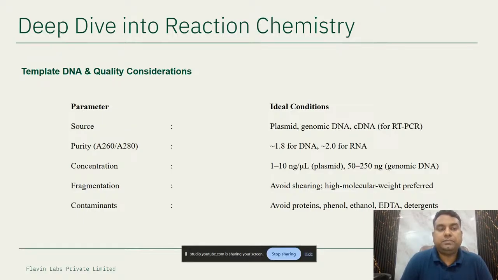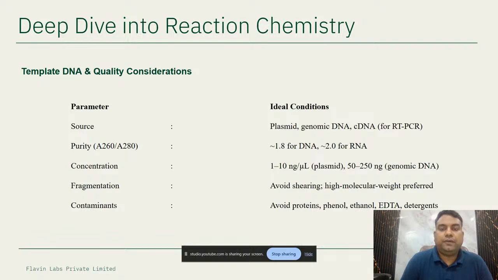Purity is measured in terms of the absorbance ratio at 260 by 280. It must always be between 1.8 and 1.9 for DNA and about 2 for RNA. If it is lower or higher than that, it means we have contamination of protein or secondary metabolites, or our DNA is degraded. Concentration can vary from 1 to 10 nanogram per microliter in the case of plasmid. For genomic DNA, it can vary from 5 to 50 nanogram.